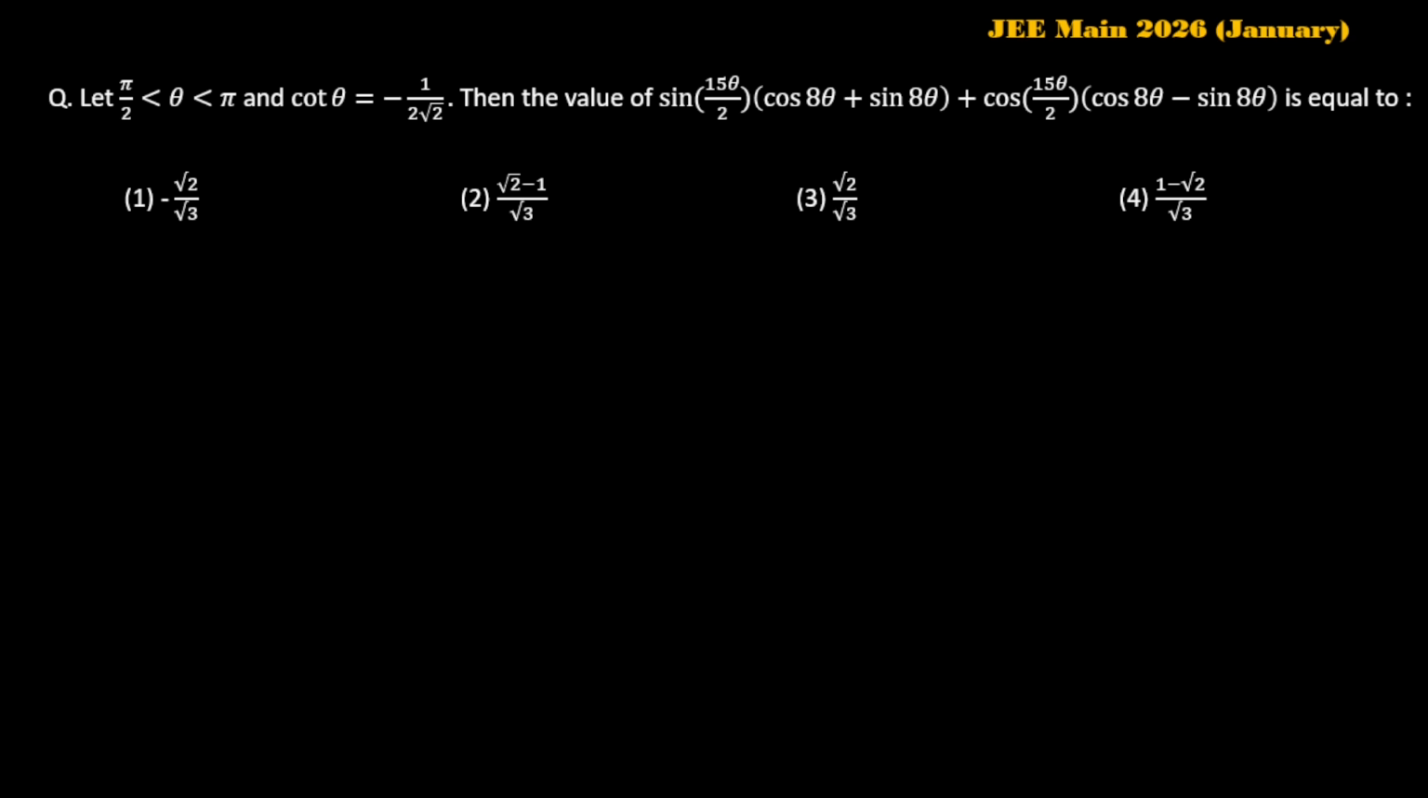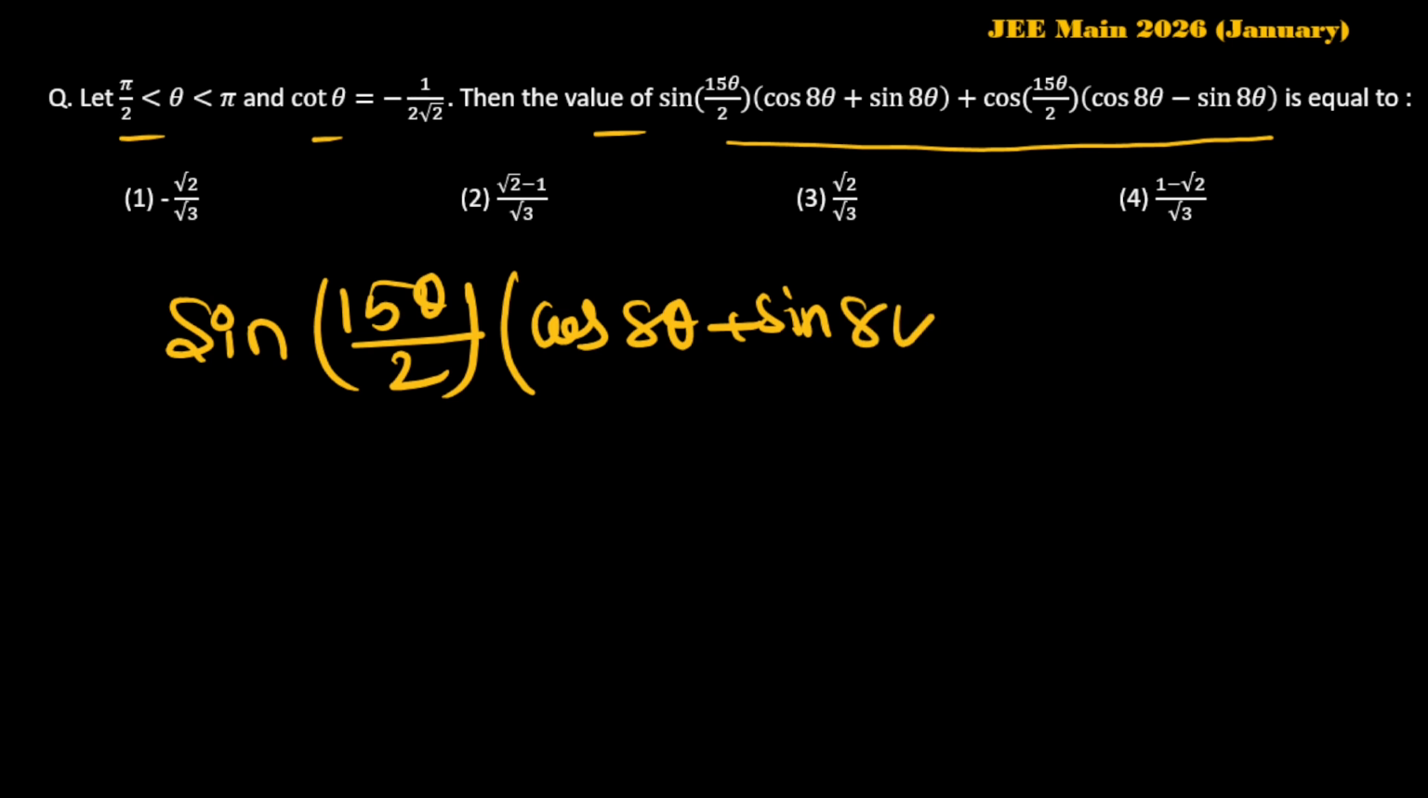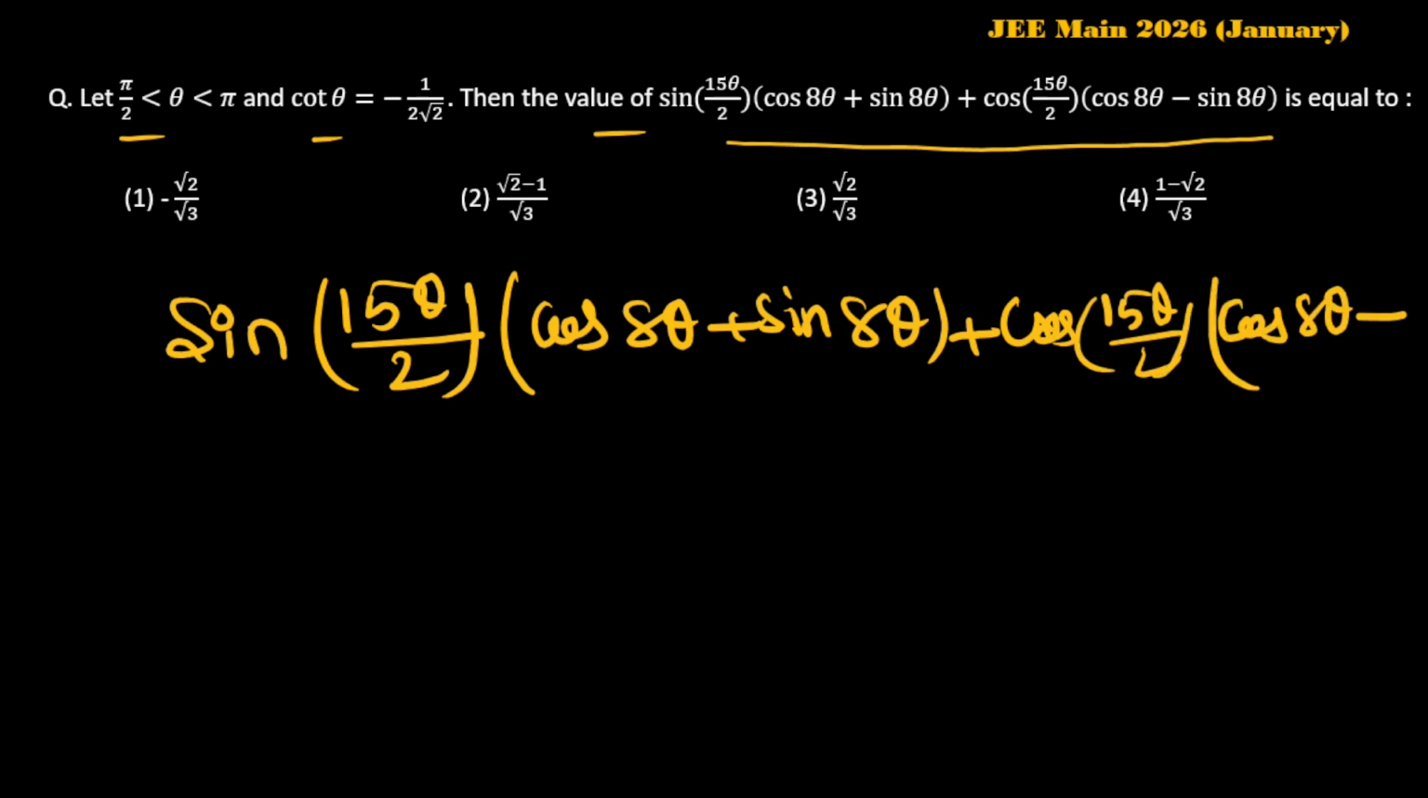In the question it is given that theta lies between pi by 2 to pi, and the value of cot theta is given. Then we are asked to find the value of this expression. So we write sin 15 theta by 2 into (cos 8 theta plus sin 8 theta) plus cos 15 theta by 2 times (cos 8 theta minus sin 8 theta).